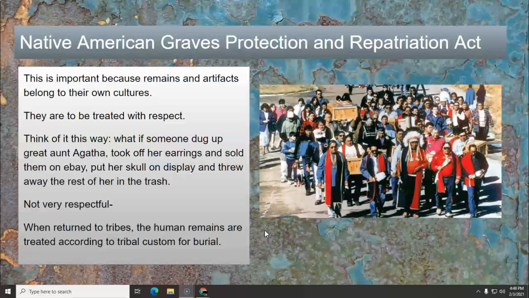And over here on the right, you see part of this when remains were released by one of the universities and sent to the tribes. The remains are in those boxes. And then you have tribal members with the chiefs and the shamans and the medicine people, plus the other descendants of the people that are in the boxes, going to perform the ceremonies needed to lay them to rest correctly.